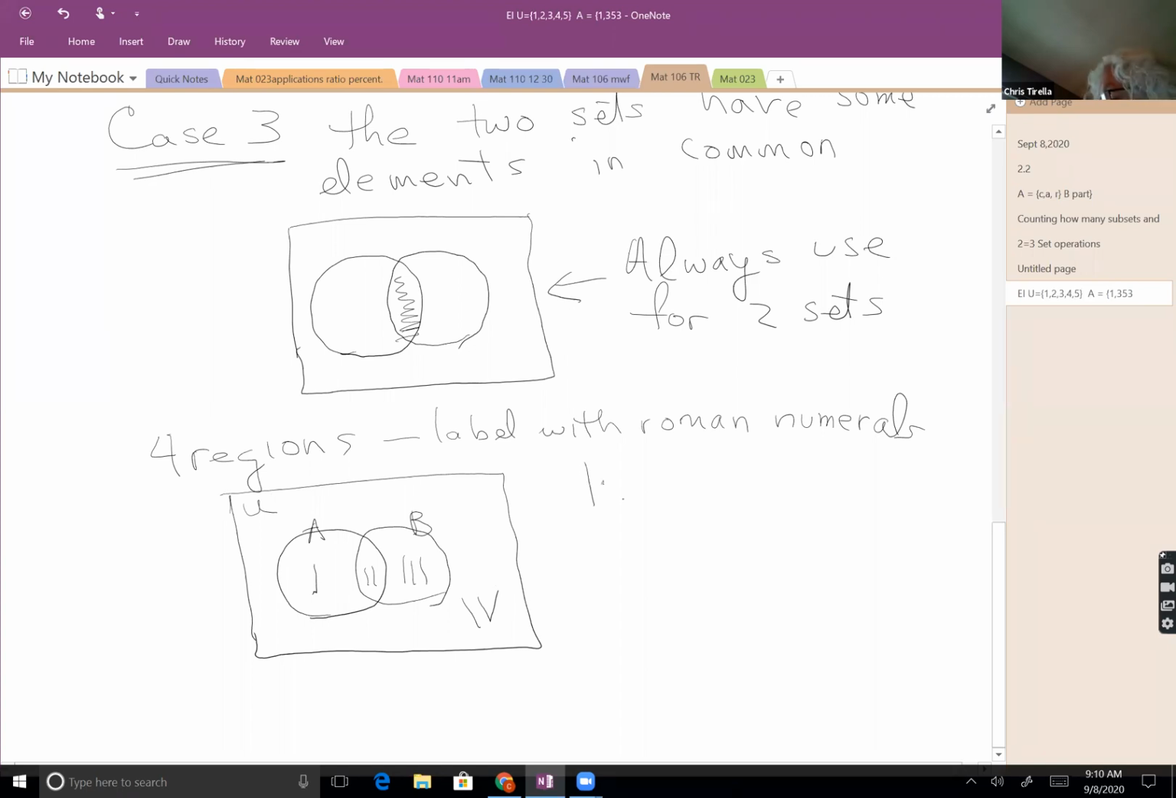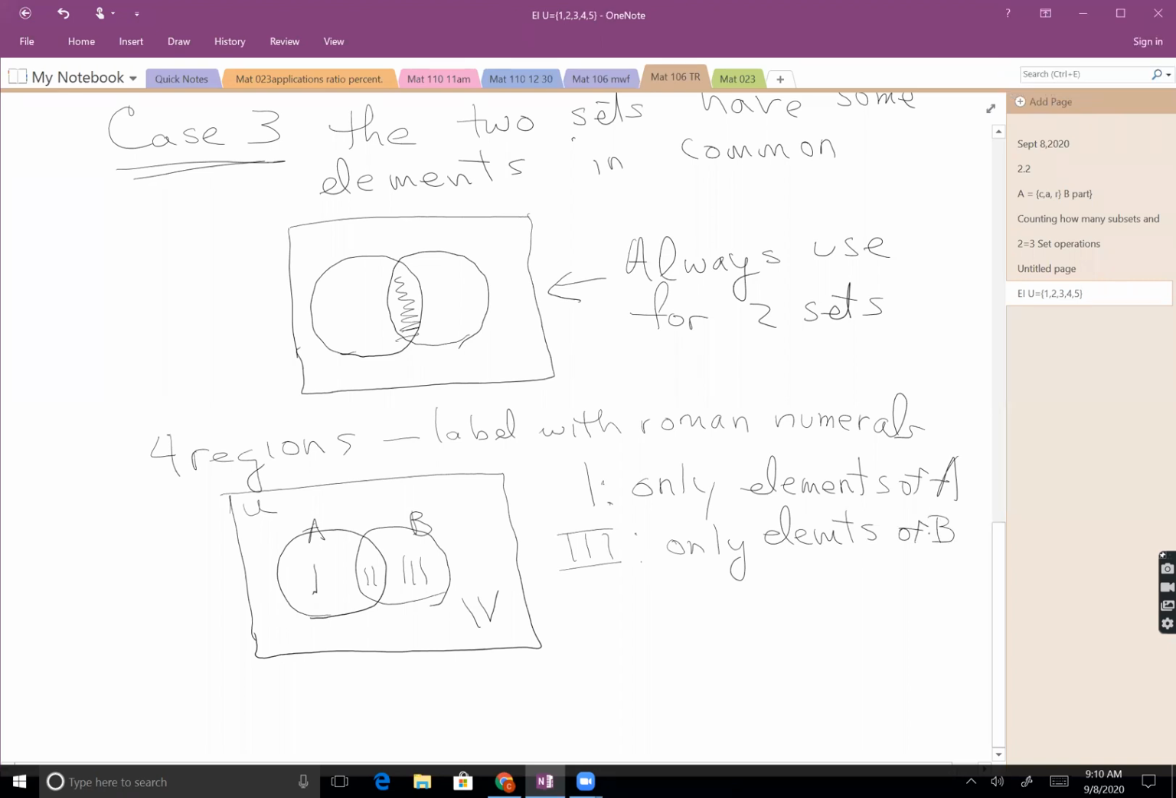Region 1 would be what's only in A, only elements of A. Region 3 would be elements that are only in B. And so if you look at the first case with the 2 disjoint sets, region 1 would be full, region 2 would be, I'm sorry, region 3 would be full, region 2 would be empty.